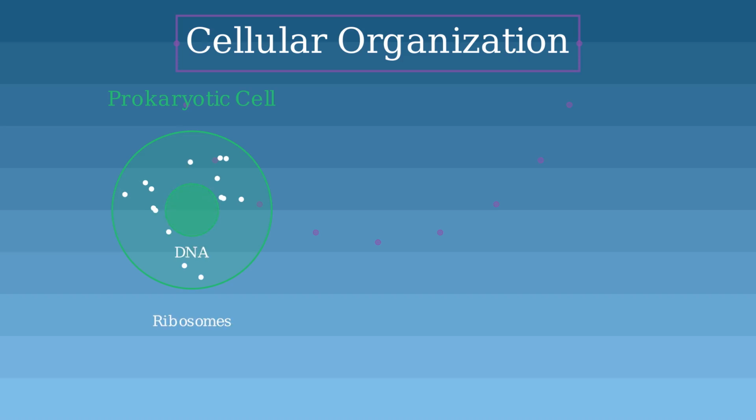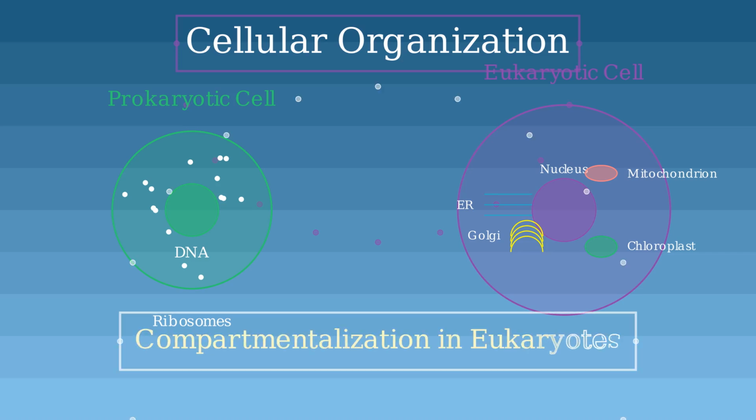The organization of organelles within a cell reflects its complexity and capabilities. Prokaryotic cells, like bacteria, have a simple structure with no membrane-bound organelles. Their DNA floats freely in the cytoplasm. In contrast, eukaryotic cells have a complex organization with multiple membrane-bound compartments, each specialized for specific functions. This compartmentalization in eukaryotes allows for efficient division of labor, with each organelle specialized for specific cellular functions.